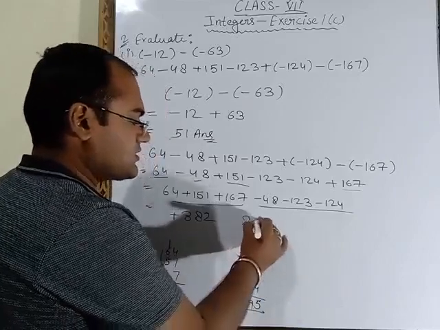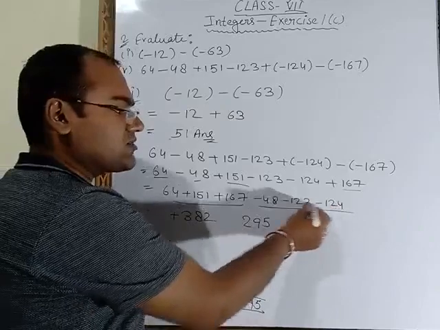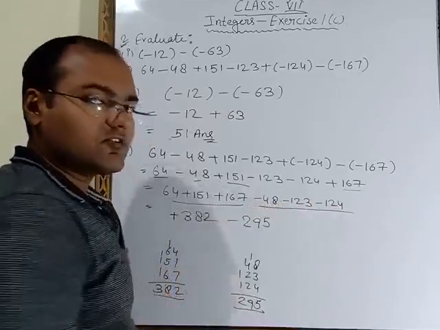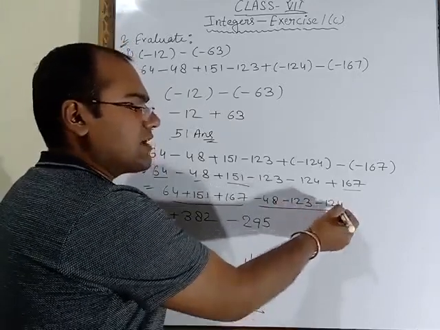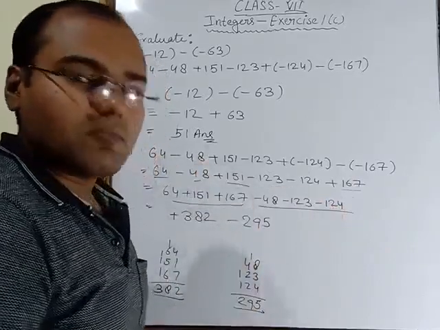So the answer is 295. So this is the answer of all these negative numbers. In the answer, what sign do we have to put? We have to put the minus sign, because from these three numbers 124 is greater and 124 is having a minus sign. That's why we have to put the minus sign.